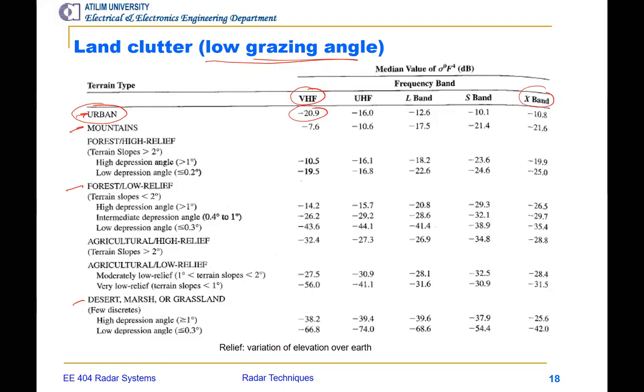For mountains, at VHF, it's a little bit higher than urban. And for X-band, it's quite low compared with urban. So it's highly dependent on the frequency, as you see. The operational frequency then is quite critical for detecting objects in urban or mountainous areas.